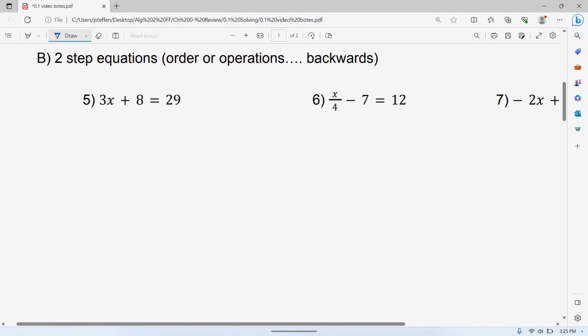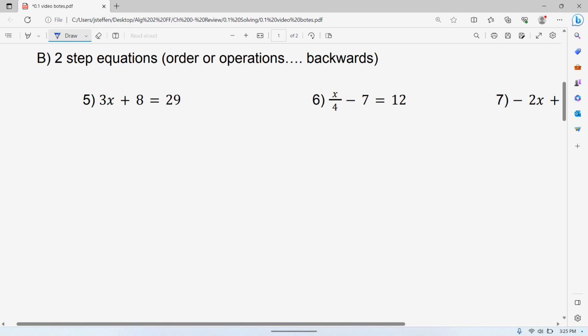So now we're doing two-step equations. Now the thing is, you do the order of operations if you're simplifying a problem, but when you're solving it, you're working backwards to find the x. I guess I should say it this way. You do the order of operations when you're trying to find the answer to a problem. We know the answer to this one's 29. We're working backwards to find this variable, and so we do the order of operations backwards.